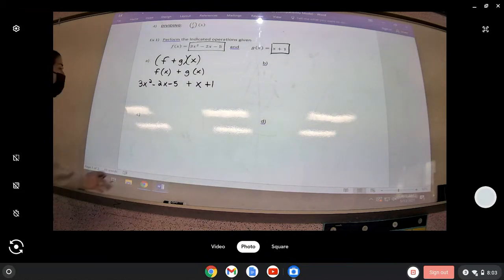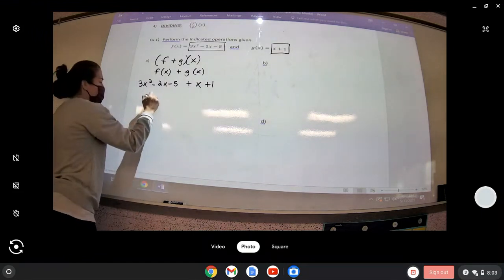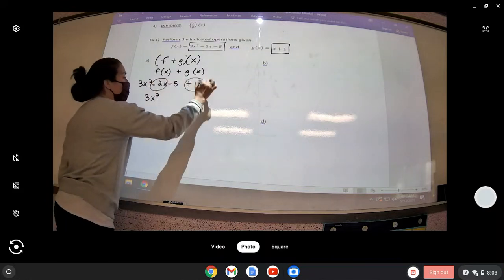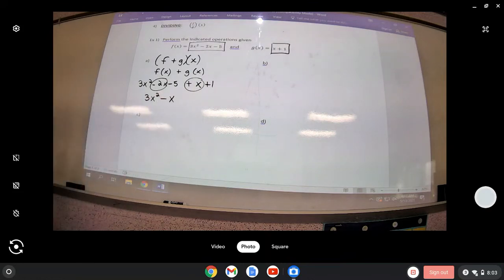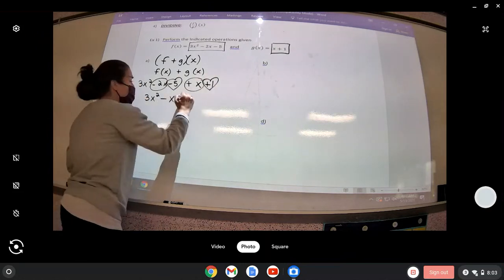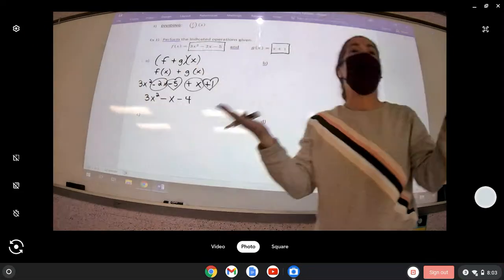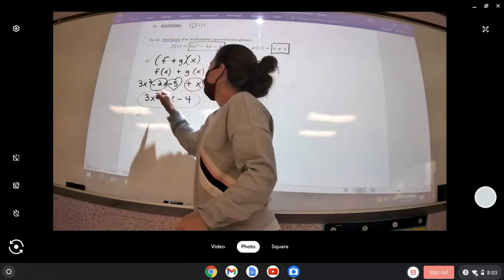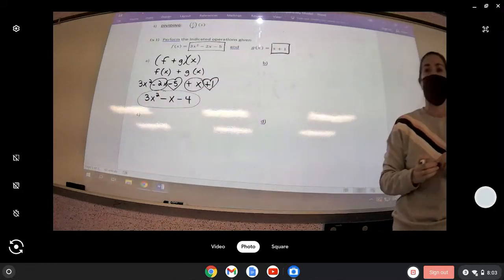So really simple. So if we combine like terms, 3x squared, no other x squared, stays the same. Minus 2x's plus 1x is going to be minus 1x, minus x. And then negative 5 plus 1 is going to be minus 4. And that is your new function that you get by adding the f and g function together. So nice and easy, right? So this has to feel good coming off of that graphing and all that. Just nice, simple algebra again.